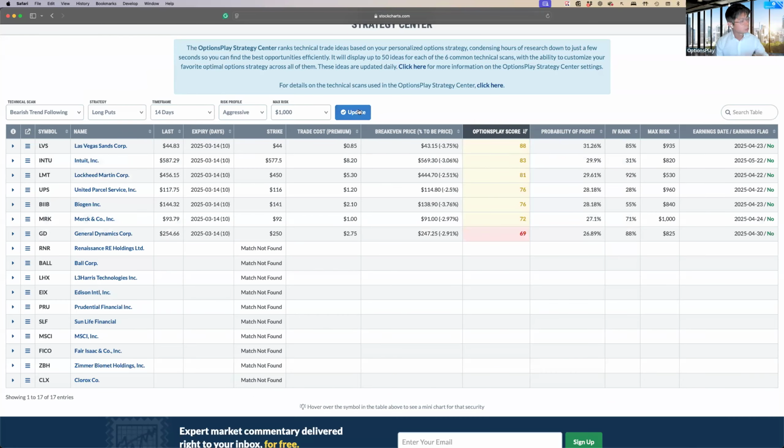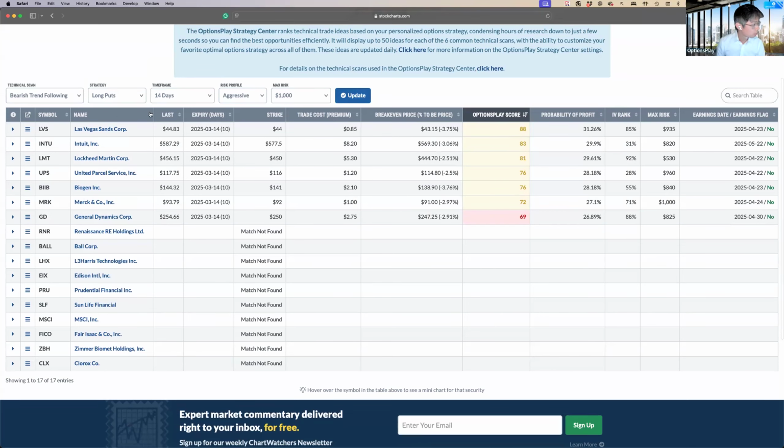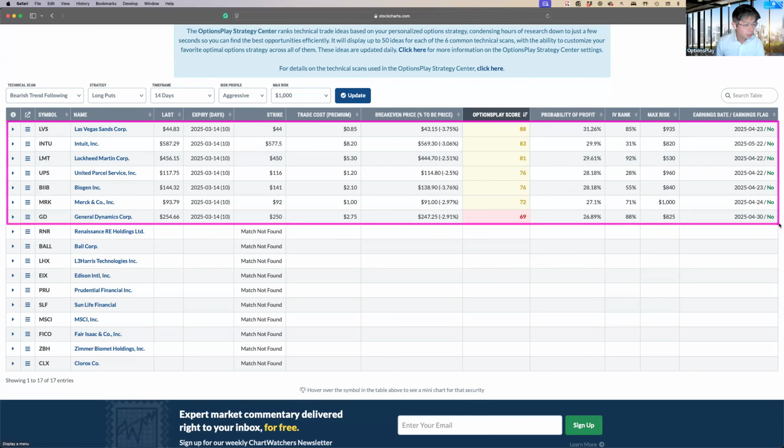And when you click on update, we re-rank all of the stocks that currently have a bearish trend following signal for the specific strategy that you're looking for. So if, let's say, instead you like to be really aggressive with short-term puts and you only have $1,000 to risk, and you want to buy puts on these stocks that are currently exhibiting this bearish trend following scan, what we basically do is say, out of all of these ideas, these are the 7 stocks where we can find a 14-day aggressive put option to buy that is under $1,000 that you can risk. And it ranks it for you. So that, number one, you don't have to do all the research on all of these stocks, right?